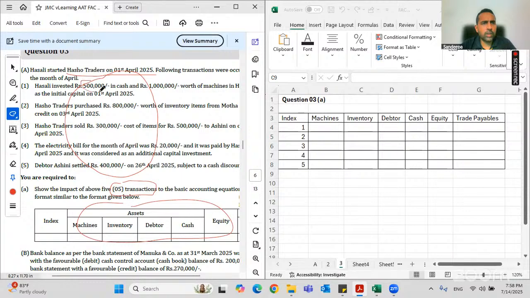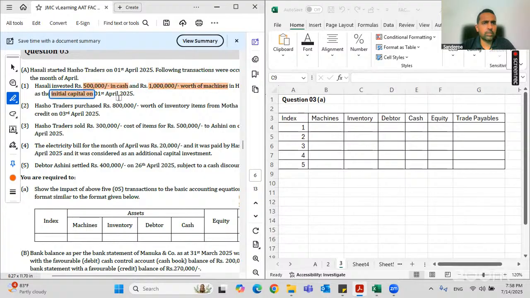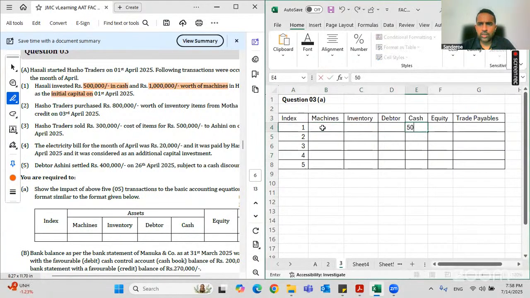Hasho invested 500,000 in cash and rupees 1 million worth of machines as initial capital. So shall we record 500 in cash and 1 million in machines. I'm going to do the question in rupees thousands. And thus your equity is 1,000. Machines 1,000, cash 500, equity 1,000.